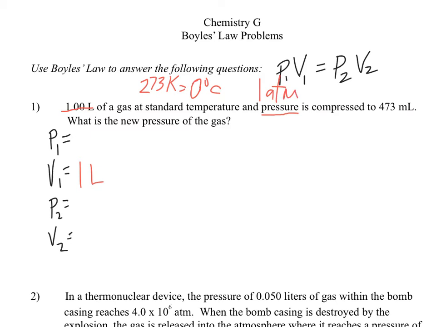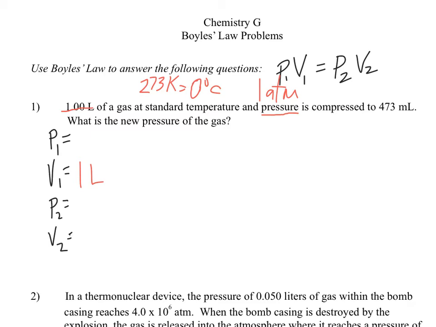Now, atmospheres are easy to use because our standard pressure is 1 atmosphere. I think standard pressure in kilopascals, or kPa, is like 101.7 point something. So it's in your reference table. A lot more complicated calculations. So we're going to use the atmospheres if at all possible.